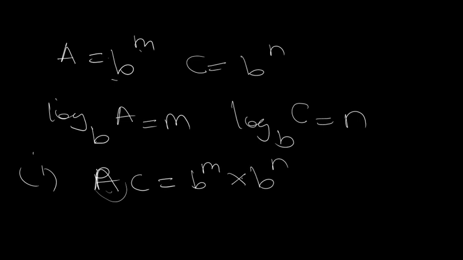Let's try to interpret these using the rules of indices. When we have the same bases, the powers do what? Add. So we have the base b there, the powers adding, which is m plus n. Okay, so now let's get this part. Let's try to ignore this part and just deal with that part there. So we have ac is equal to b to the power m plus n.